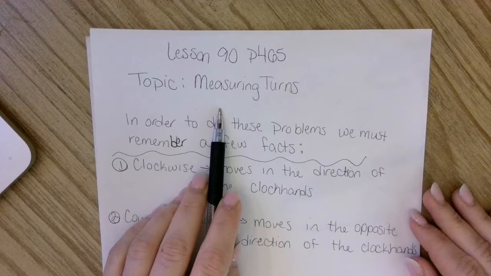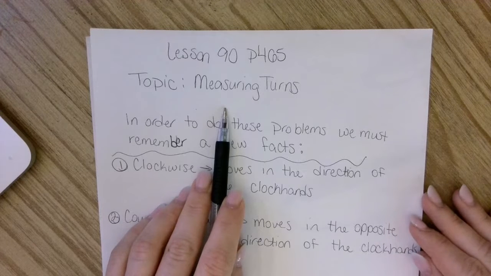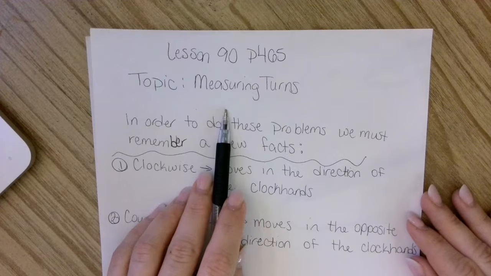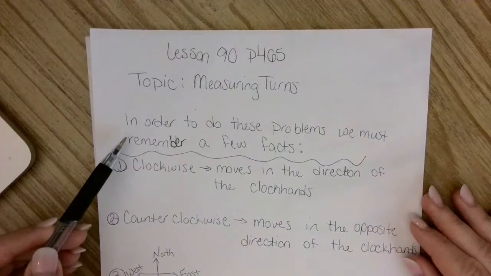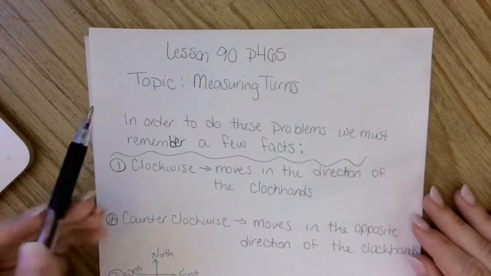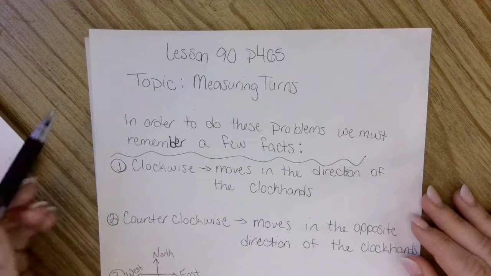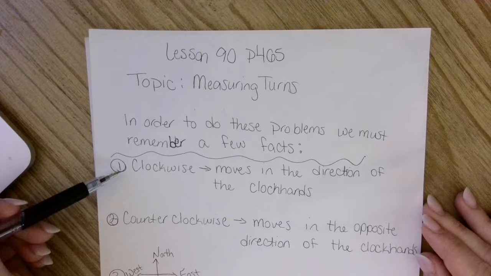Then I'm going to have you read lesson 90 on your own, read through all the examples that they do with you, and then attempt it. Like I said, there's no set way to figuring these out. There's just too many different ways that they can be asking you a question. So in order to do these problems, we are going to remember these 4 facts, because this is some of the vocabulary that you'll be in contact with as you go through these problems.